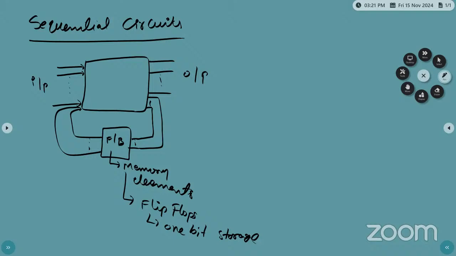The flip-flop is a 1-bit storage device, and flip-flops require a triggering pulse, the clock pulse. Clock here does not mean a watch. It is a square wave. This is the 0 and this is the 1.